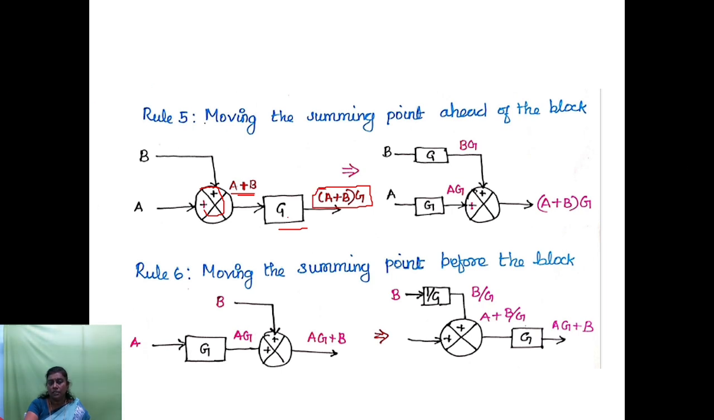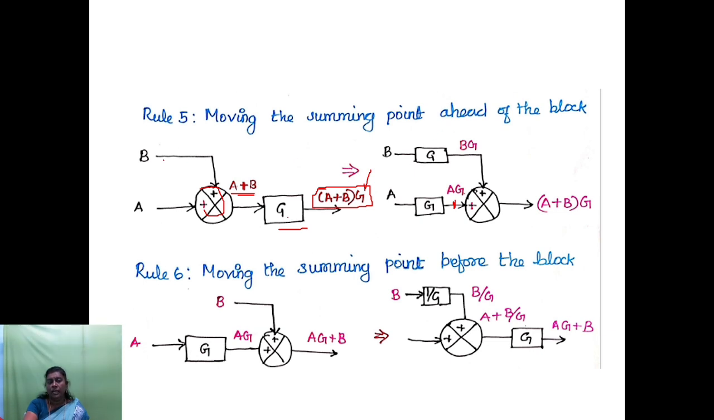So whenever we are shifting the summing point ahead of the block, at that time also you have to get the same output. So how can we get this? In this case, I have moved the summing point ahead of the block. At this point, I will be getting the output as A into G.